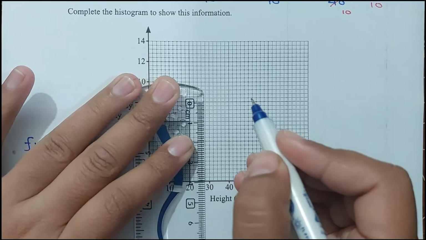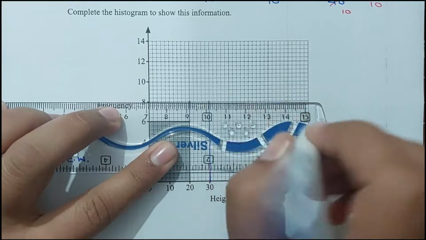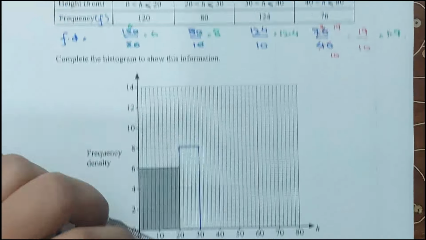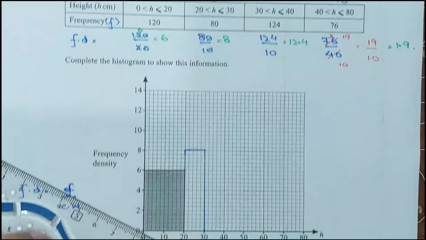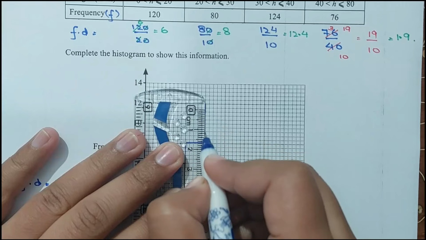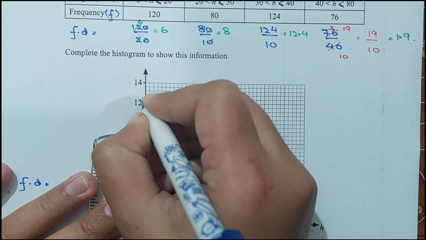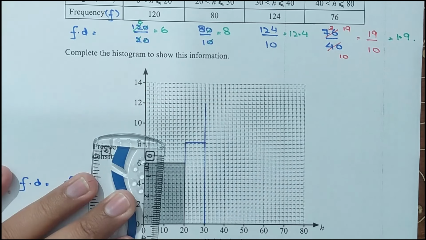It's 8 between 20 and 30. Yeah, that's 8. Okay, the next is between 30 and 40. It is 12.4. 30 to 40, this is 12. The 12 is over here. And what is 12.4? Okay, so 1, 2, 3, 4, and 5.